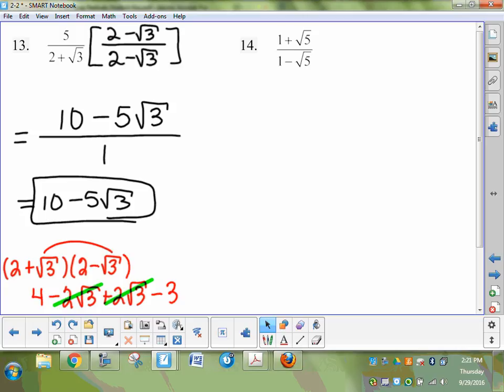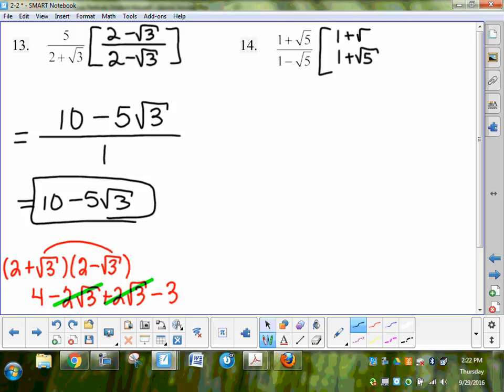Take a look at over here on 14. What conjugate or ugly 1 would I use in 14? Come on. You can get this. What do you want to say? Terrific. We take the conjugate of the denominator, so this is going to be a 1 plus radical 5 and a 1 plus radical 5.